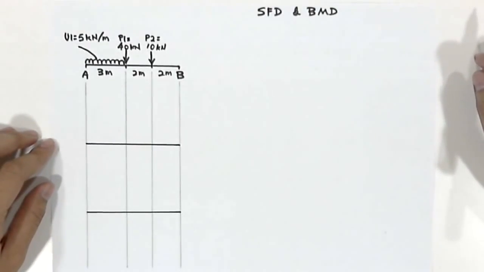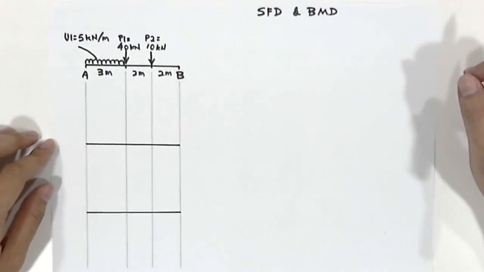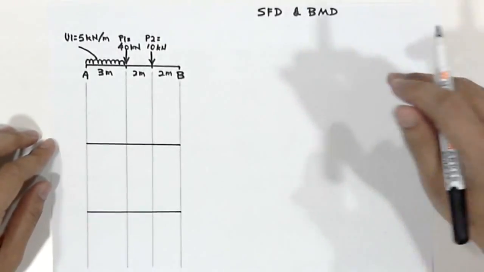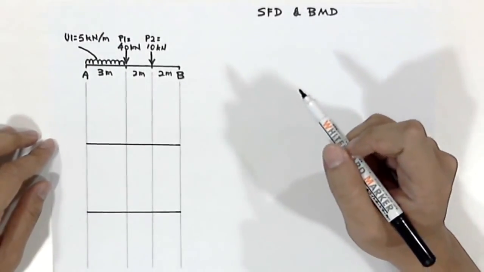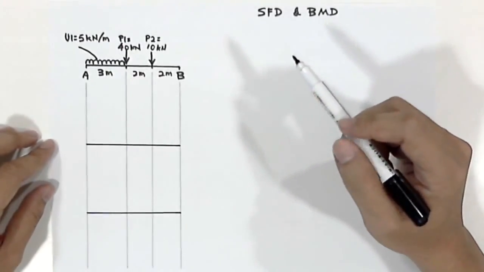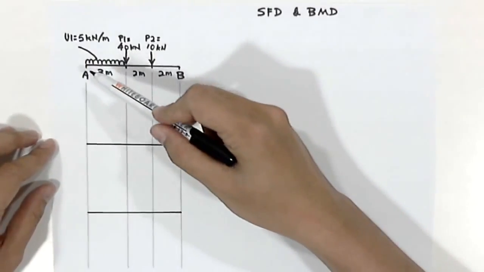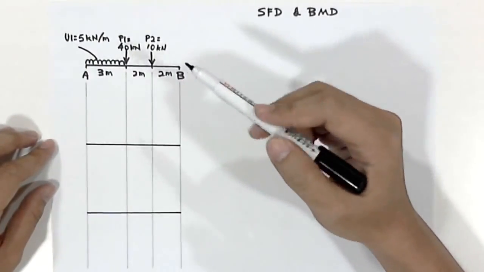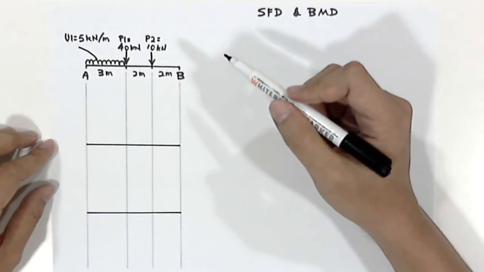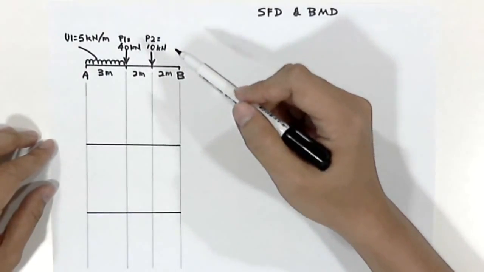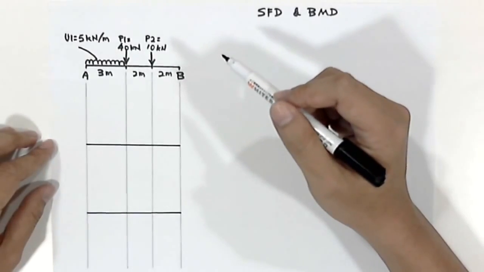Good day, class. Today I'm going to show you how to draw a shear force diagram and bending moment diagram for a beam. So we have a simply supported beam, point A and point B, with the span of 7 meter, and on this beam it has 3 loads.